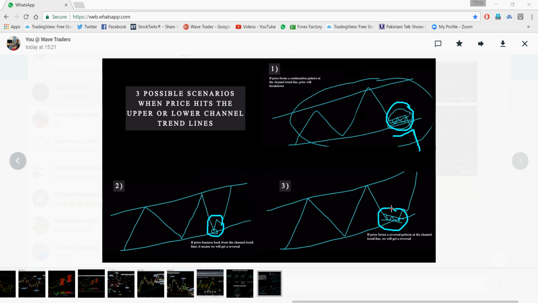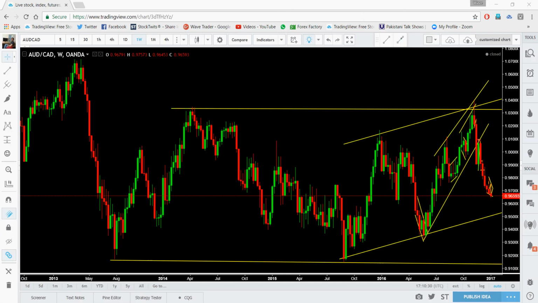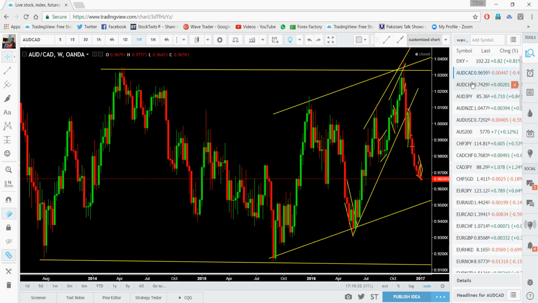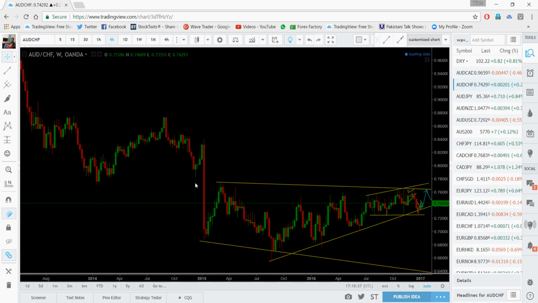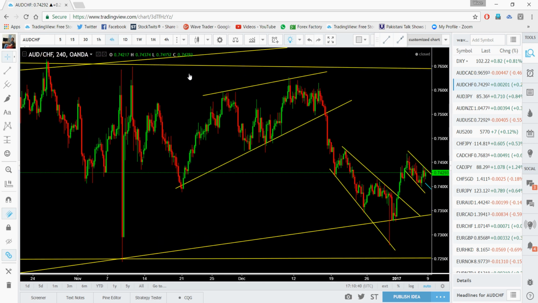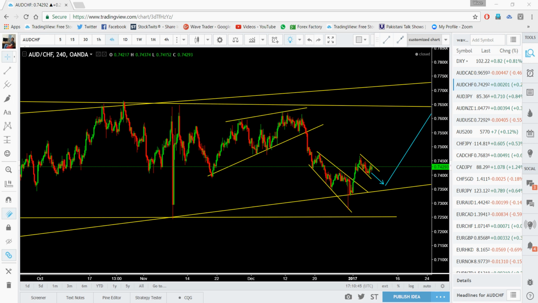And the next one is reversal formation. So reversal formation, for example, like this. We were anticipating a move down once price hit the top. Once price hit the top, we were anticipating a move down, and we can see price started to form a reversal channel.